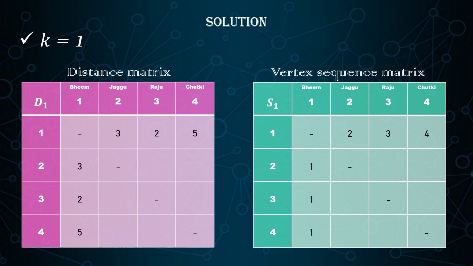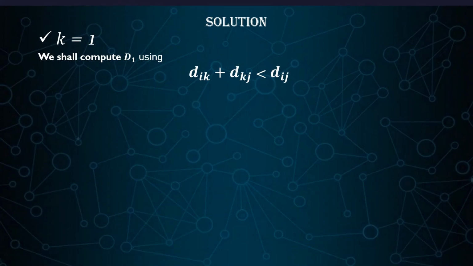Now consider k is equal to 1, and for this we shall compute the D1 distance matrix and the S1 vertex sequence matrix. For this, the first row and the first column are fixed, and we shall compute the remaining cell values. To compute D1, we shall check whether Dik plus Dkj is less than Dij or not. This Dij is obtained from the D0 matrix, and this we shall compute now.